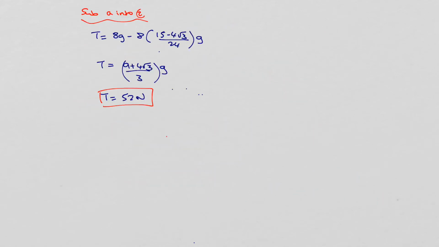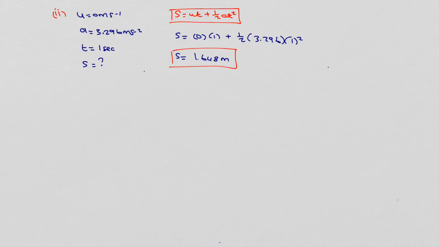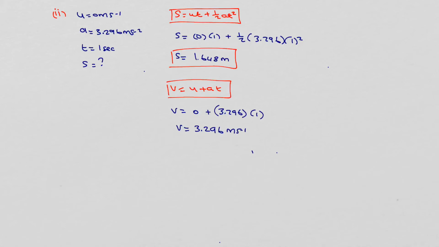So let's see. Well, we know what the initial velocity was when it was starting from rest. So we really need to know what the initial velocity is when the string is cut. The initial velocity from when the string is cut will be the final velocity after 1 second. So we can work out the final velocity using V is equal to U plus at. Initial velocity being 0, acceleration being 3.296 times 1 second. So in other words, the final velocity just as the string is cut now becomes the initial velocity.